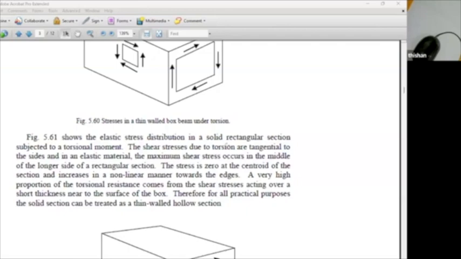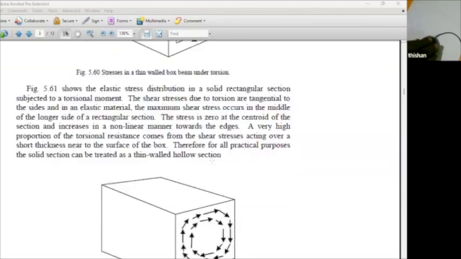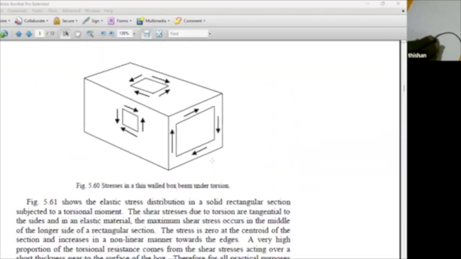A very high portion of the torsional resistance comes from the shear stresses acting over a short thickness near the surface of the box. Therefore, for all practical purposes, the solid section can be treated as a thin-walled, hollow section. So you can see the thin-walled hollow section. For all our practical purposes, we consider it as a hollow section. Why? Most of the torsional moment acting on the section will be resisted by the outer skin.